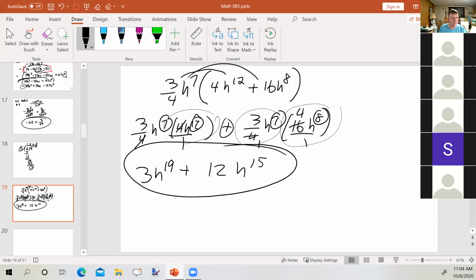So you wouldn't add them? You would just leave it like that? You can't add them because they aren't like terms. Oh, okay. Thank you. You could multiply things that aren't like terms. If it was 3h to the 19th times 12h to the 15th, then we could do that, but you can't add them. Okay, thank you. You're welcome. What else?